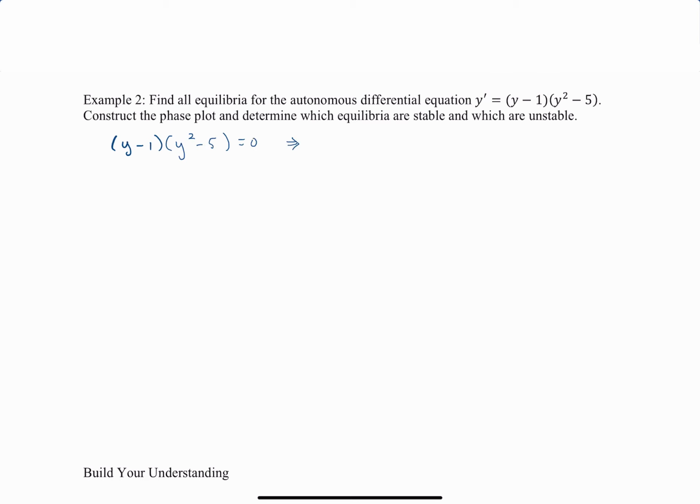that gives me either y minus 1 equals 0 or y squared minus 5 equals 0. Let's see, if y minus 1 equals 0, y must be 1. If y squared minus 5 equals 0, y squared must be 5. So y itself would be plus or minus the square root of 5. So those are our equilibria.